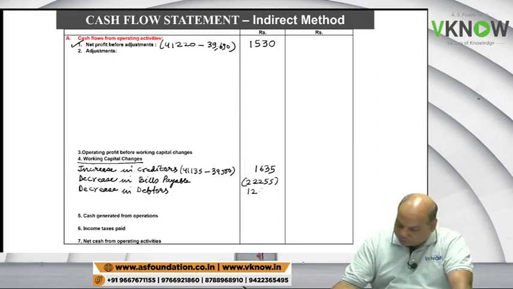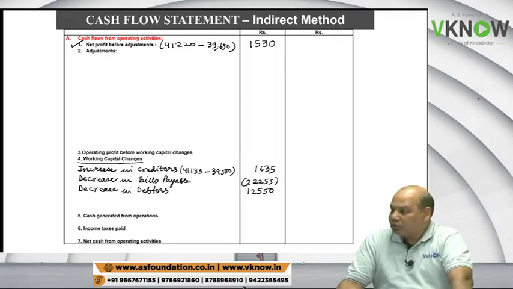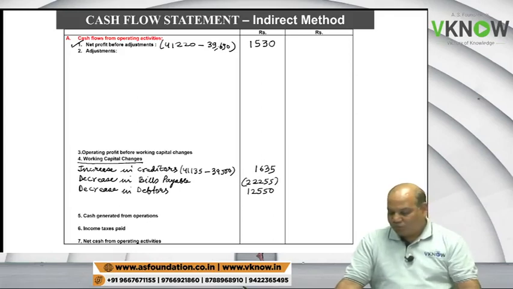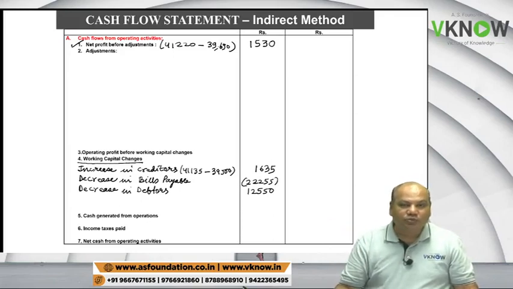12,550. Very good. Now my question is, is a decrease in debtors a decrease in cash flow or an increase in cash flow? Kindly reply. So you will say decrease in current asset is increase in cash flow. You are right. So positive number.